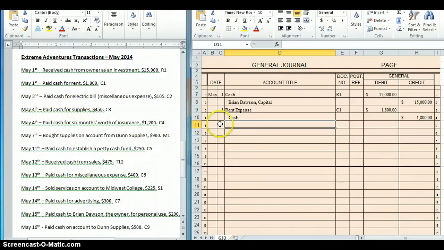Let's do May 2nd. So I start the transaction by putting the date, May 2nd. This time we paid cash for electric bill, which in parentheses tells me it's a miscellaneous expense, for $105. This is very similar to the transaction we just did, except this time, instead of rent expense, we're going to use miscellaneous expense. C2 is my document number, $105. I paid cash, so that is my credit.